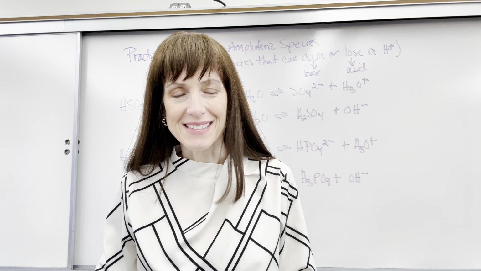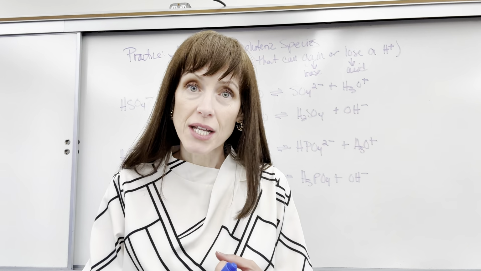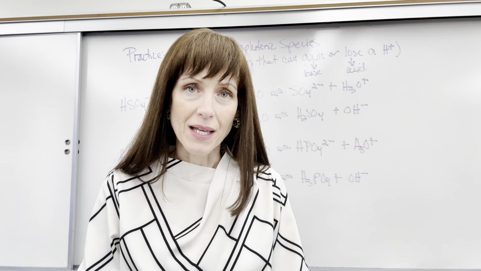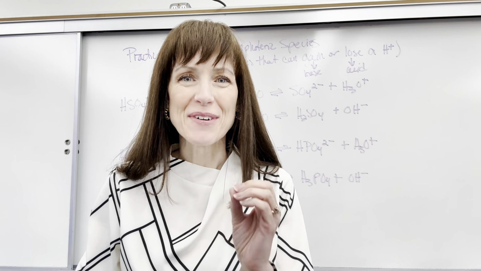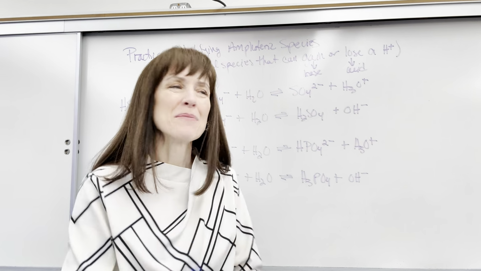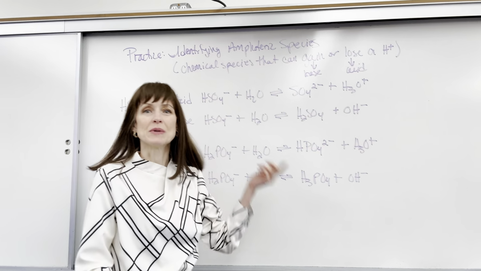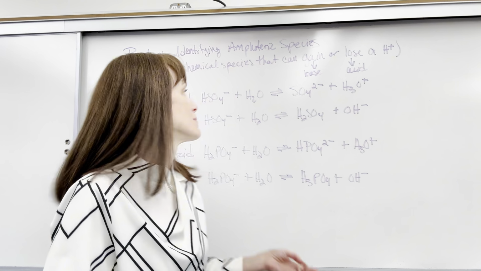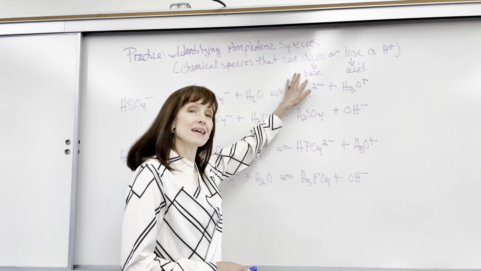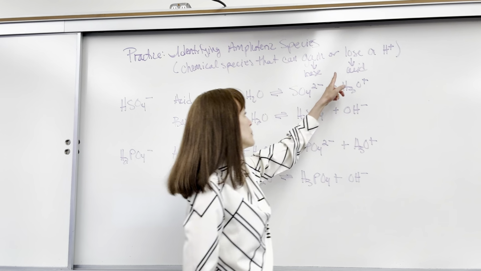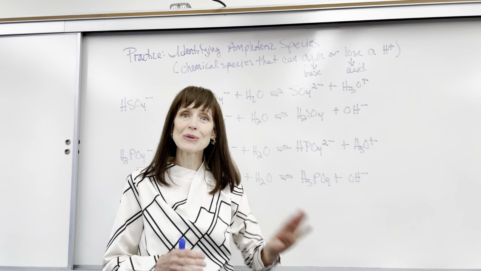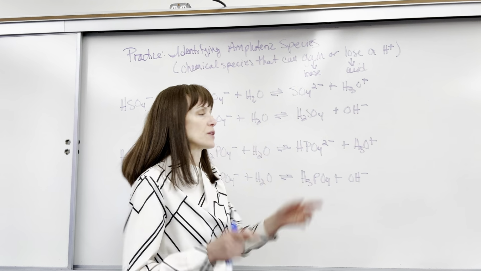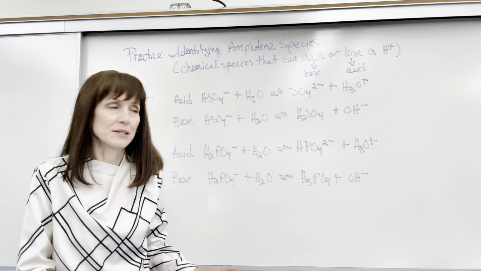We are going to practice identifying the conjugate acid or conjugate base from an amphoteric substance. So remember, an amphoteric substance is a species that can either gain or lose a hydrogen, which means it can behave like a base if it gains a hydrogen, or behave like an acid if it loses a hydrogen. So the amphoteric species could do either.